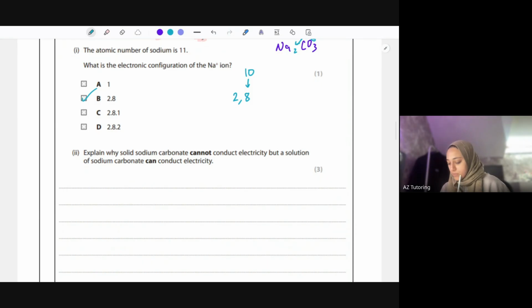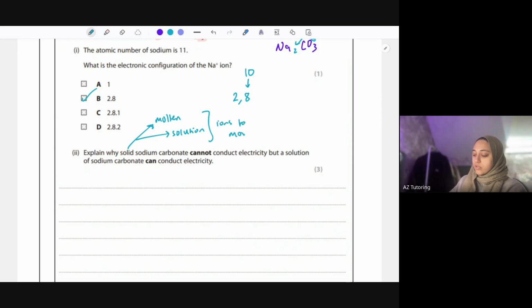Okay. For 3 marks, it says explain why solid sodium carbonate cannot conduct electricity, but a solution of sodium carbonate can conduct electricity. Now remember, for something to be able to conduct electricity, either it needs free electrons, delocalized electrons, or it needs free ions to move around. In solid sodium carbonate, the ions are not free to move around. However, there are 2 things you could do: you could make it molten, or you could put it in solution. Doing one of these 2 will basically allow the ions to move freely.